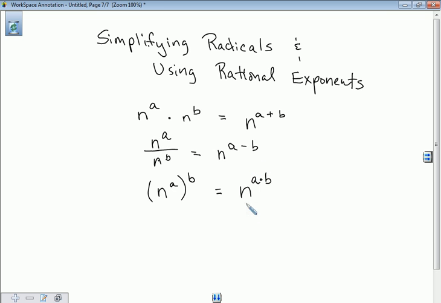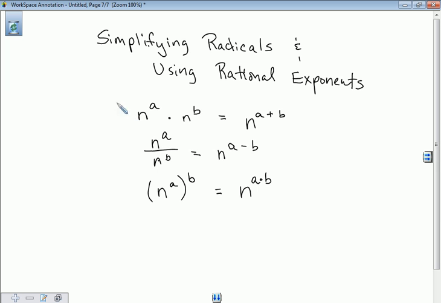Wait, in the division one, do you divide the two n's to get n? When you have a common base, like they both are, the base is n, you subtract the exponents. You don't divide anything.